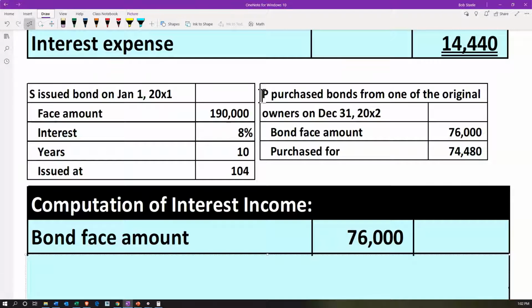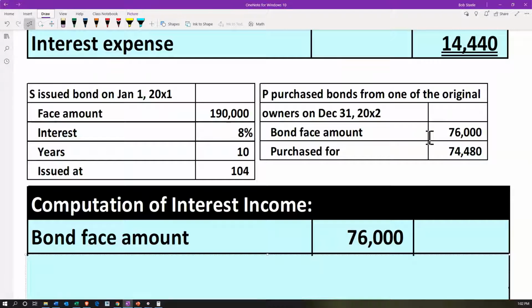So P purchased bonds from one of the original owners on December 31st, 20X2. So that means this was the original bond, and then these guys purchased S's bonds from somebody else. The face amount of the bond is 76,000. The original bonds were 190,000. They only purchased 76,000 of them, and they purchased it for 74,480, meaning they paid less than the face amount of the bonds that they purchased.